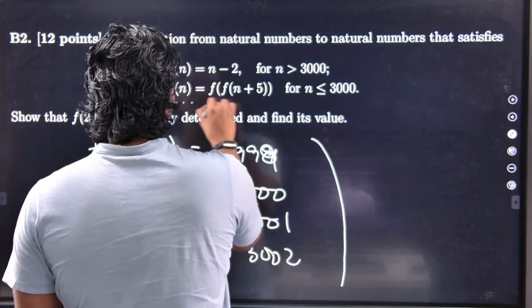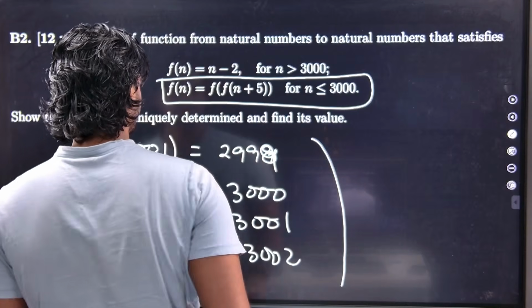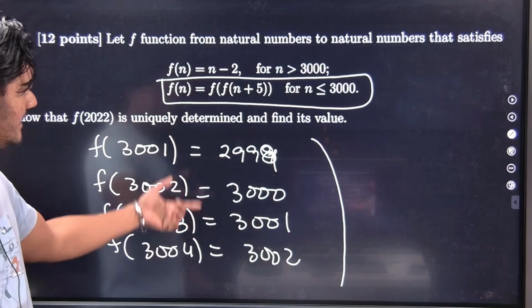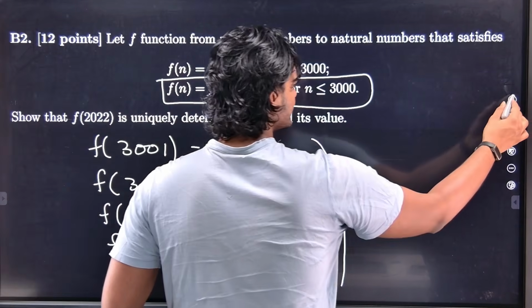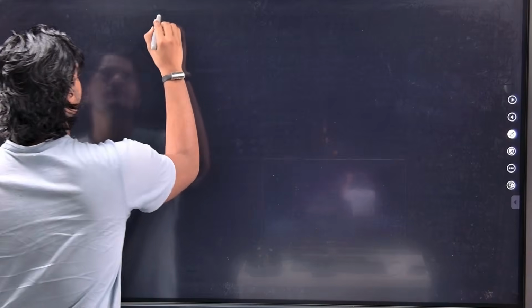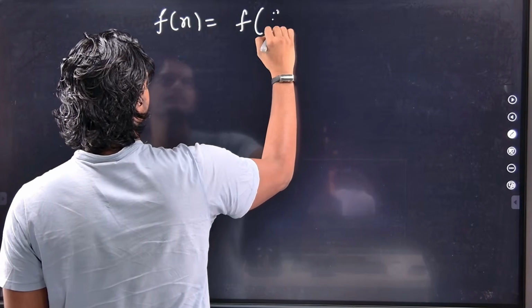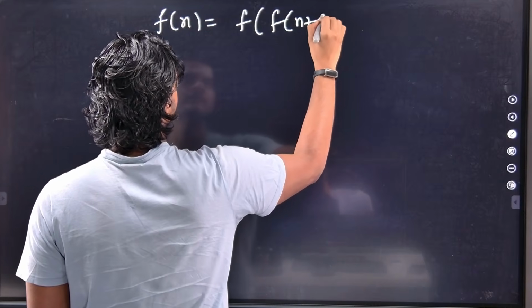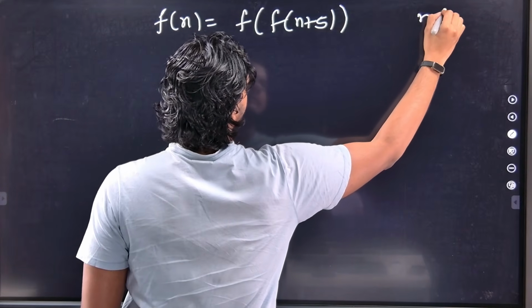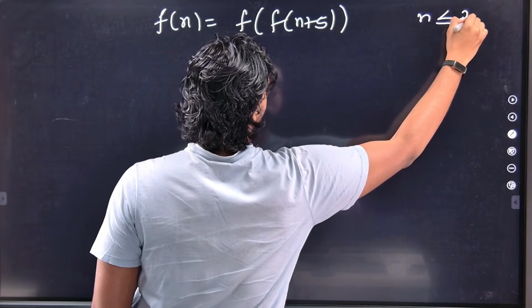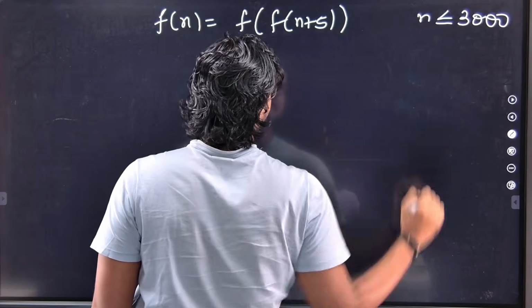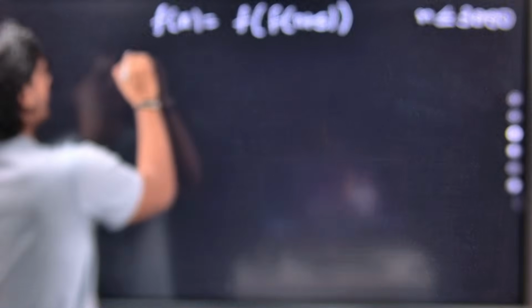But this part is interesting. We have to know these values to do this. So let's take, so we have f of n is equal to f of n plus 5 for n less than or equal to 3000. So let's see what happens at 3000.